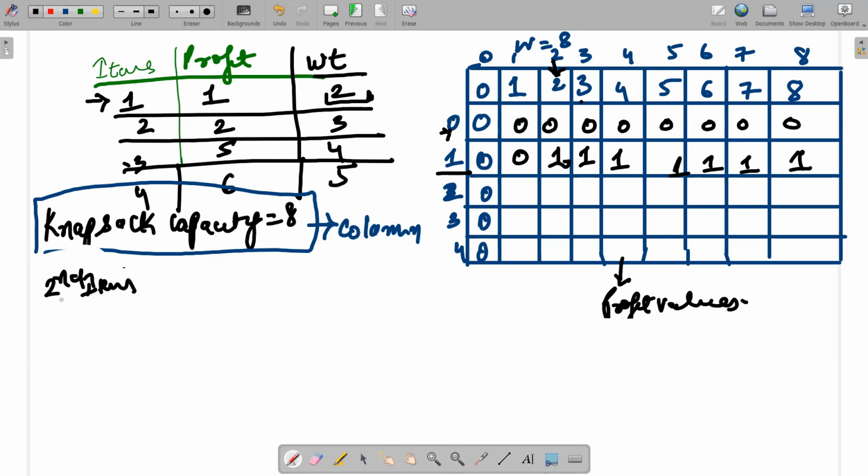When the second item comes, there is a possibility that either the first item is in the bag, or the second item is in the bag, or both the first and second are in the bag. Now, first check the weight of the second item. Its weight is 3. So whenever I reach weight 3, what is the profit?